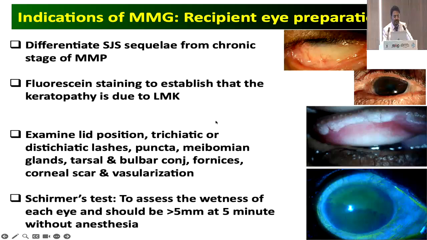We have to go for fluorescence staining to establish that the keratopathy is due to LMK, that is lid margin keratinization. So here this is the lid margin keratinization, and we did this surface staining, and this is just touching the cornea, and then the upper corneal surface is having some SPK.